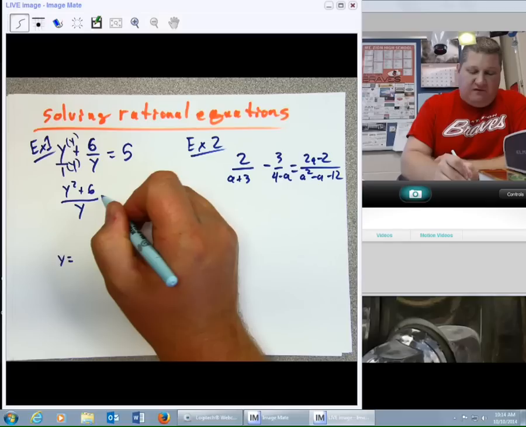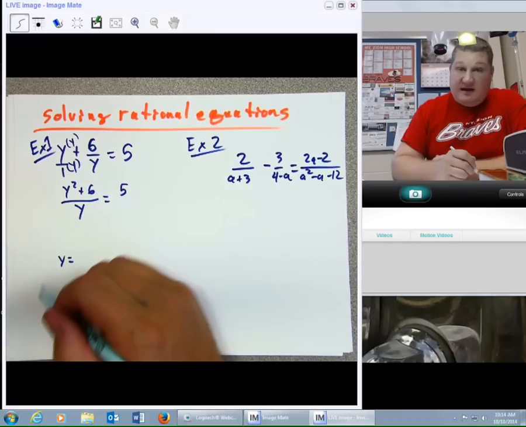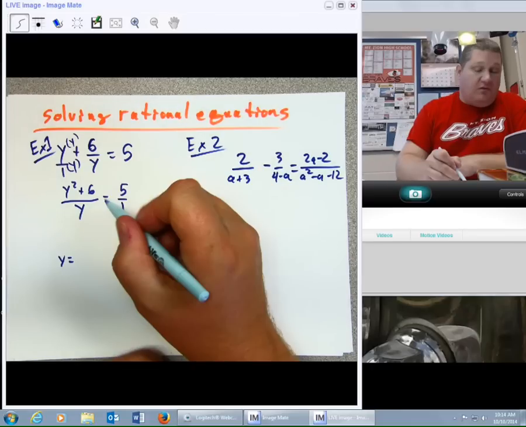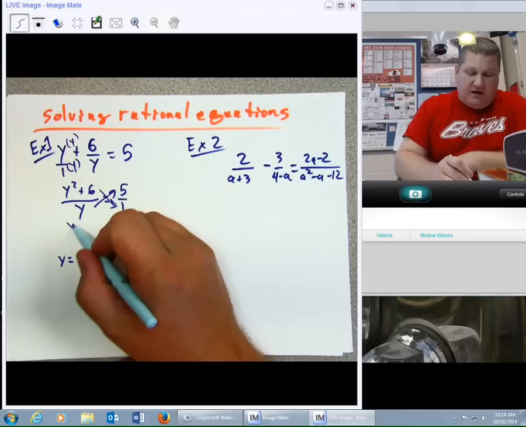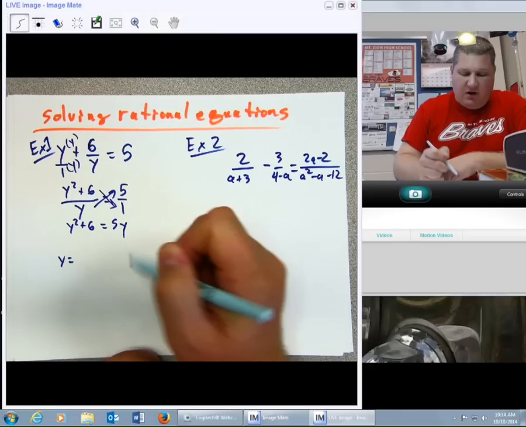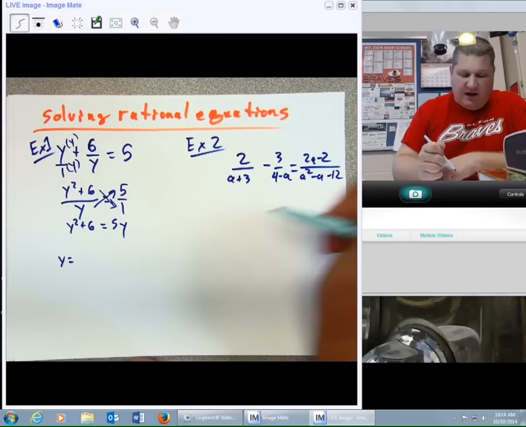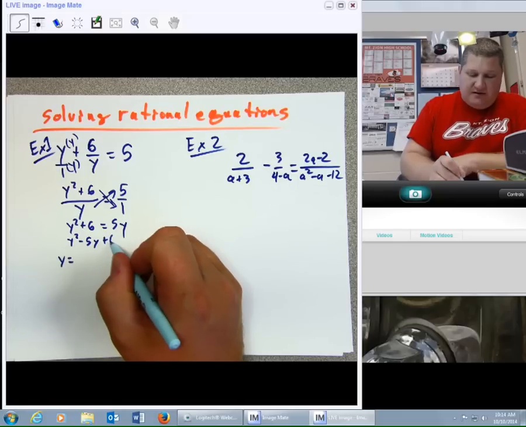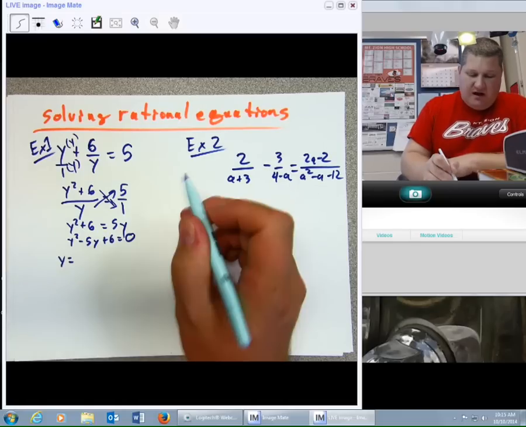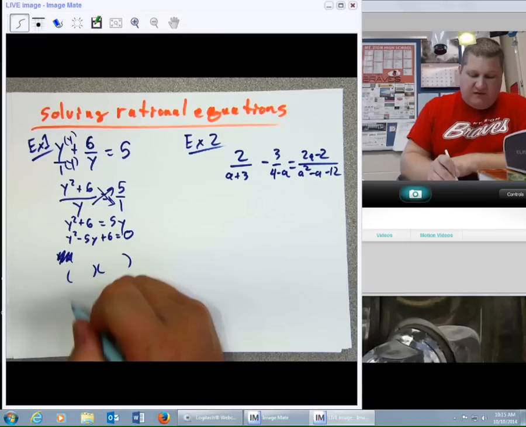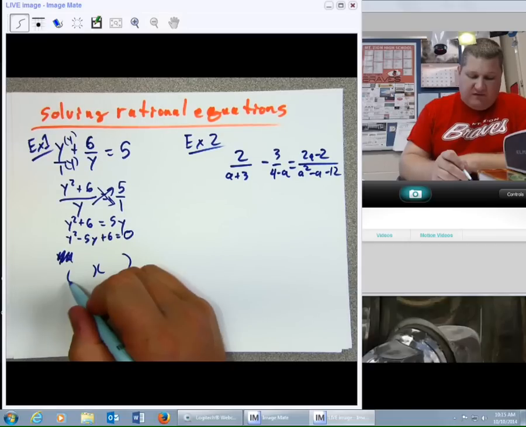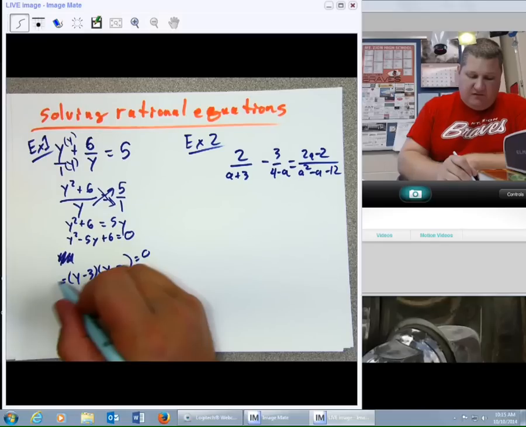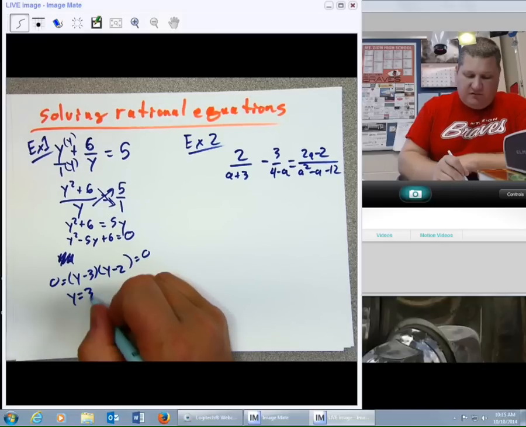Now, again, fractions. If a fraction equals a fraction, I can cross multiply. And I come up with y squared plus 6 equals 5y. At this point, hopefully you figured out what to do. Get everything to one side and factor it. In this case, we're going to get (y minus 3)(y minus 2), set equal to 0, y equals 3, y equals 2. It is basic Algebra 1, Algebra 2.